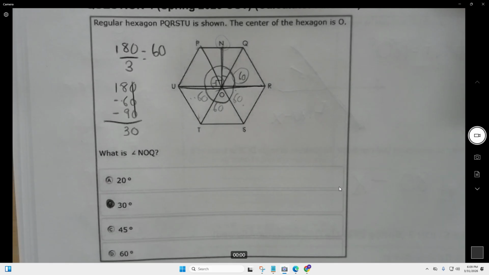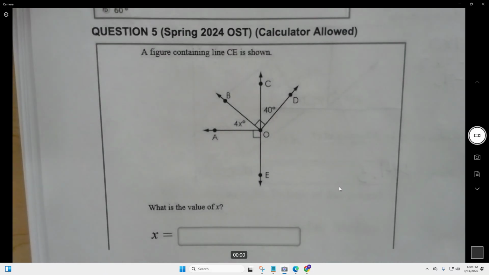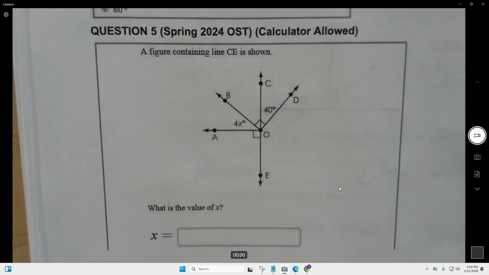All right. So here we go. Oh my goodness, I haven't looked at this question before. I'm going to pay for that right now. A figure containing line CE is shown. What is the value of x?